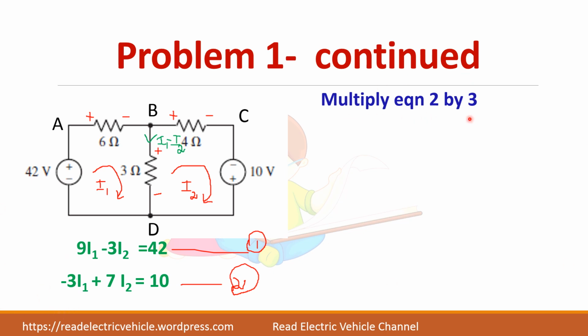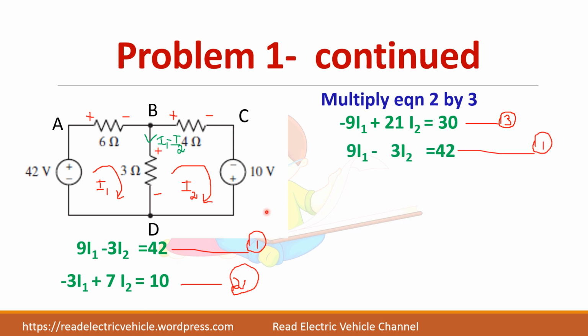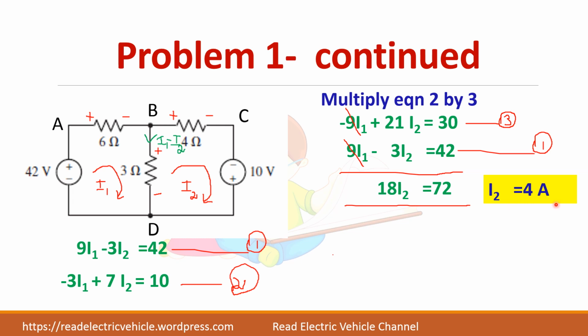So I am multiplying equation 2 by 3. So it becomes 9I1 plus 7 into 3, 21I2, is equal to 30. So I got the third equation. Now with this equation you add the first equation. If you add these two, I1 gets cancelled and you can find what is I2.